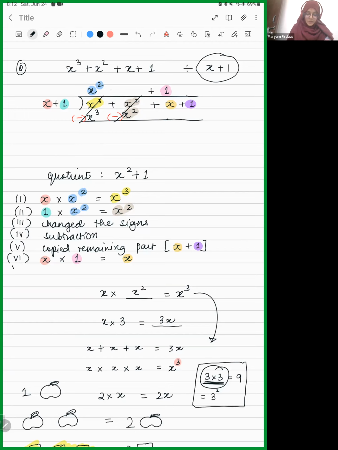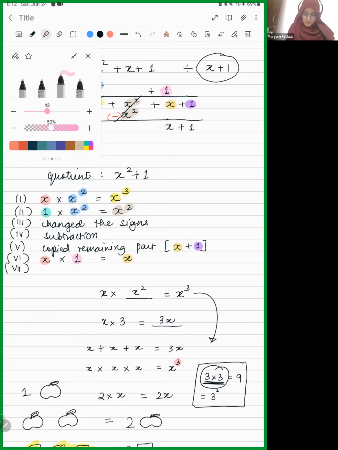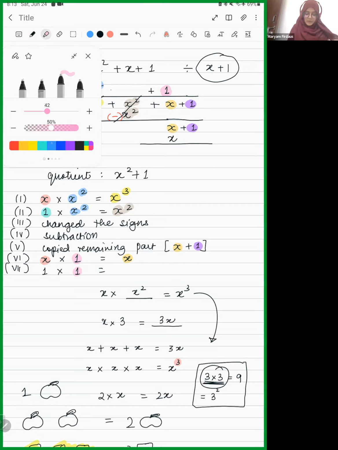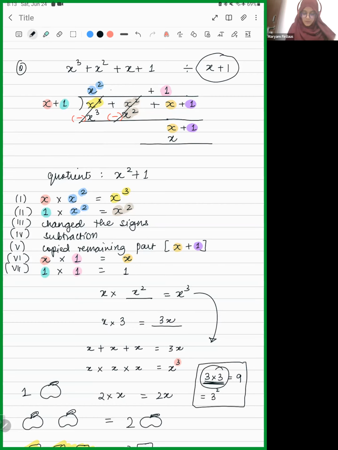Now the seventh step that we did was we multiplied the 1. We copied the x plus 1 as it is. Then we did x multiplied by 1 gives me x. Then we write this x as it is. And the next step is 1 multiplied by 1 gives me what? It's 1. So 1 multiplied by 1 gives me 1, and I'm going to write this 1 over here. Understanding? Yes, ma'am.